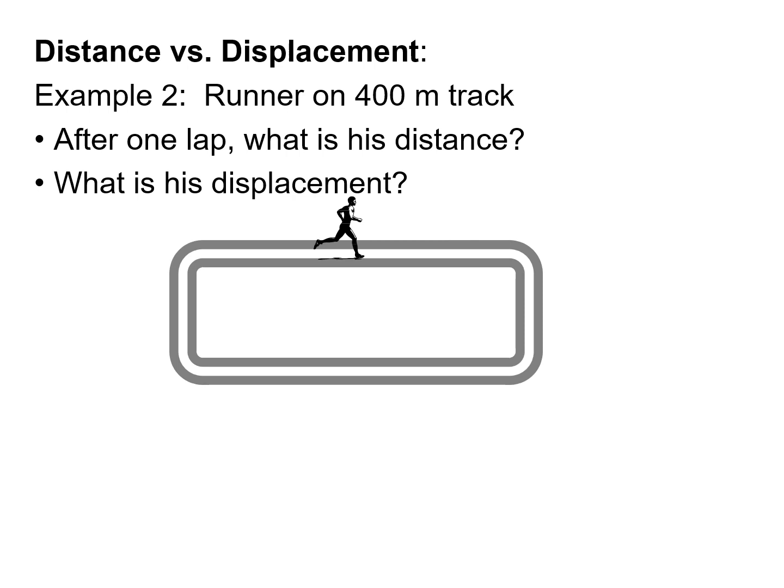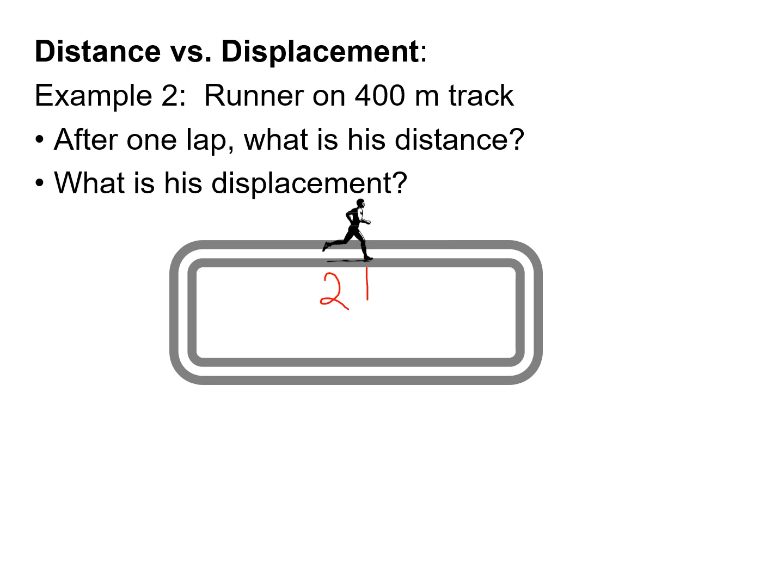Let's take a look at another example here. We have a runner on a 400-meter track. After one lap, what is their distance? Well, their distance is 400 meters. Okay. What is their displacement? They started here, and then they ended here. They started and stopped at the same point in space. So what is their displacement? Their displacement is 0 because they started and stopped at the same point.